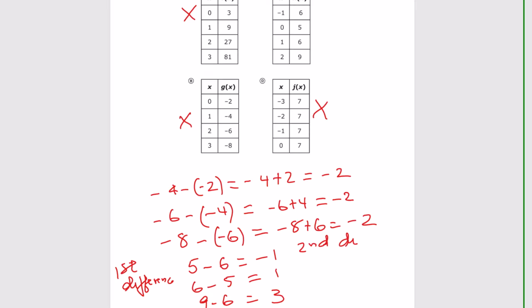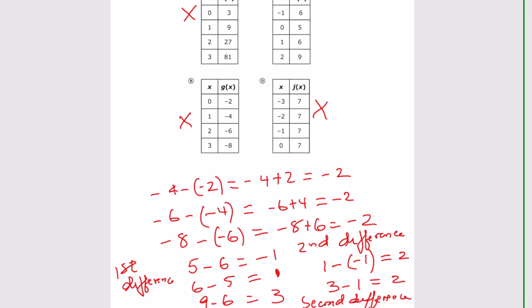Now let's check the second differences. We subtract each first difference from the next. +1 minus -1 equals +2. +3 minus +1 also equals +2. The second differences are both +2.